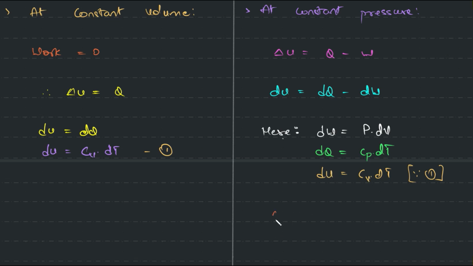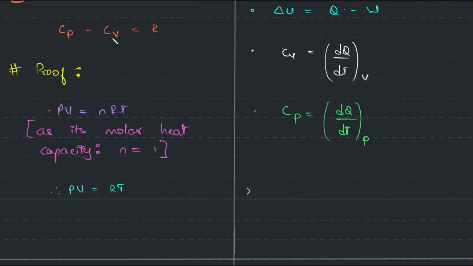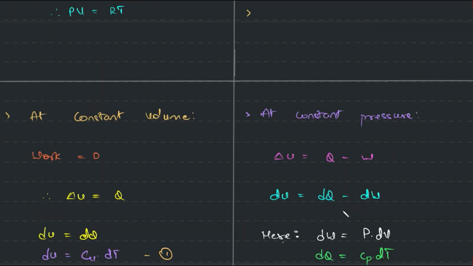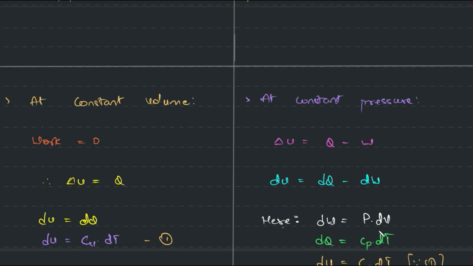Now, you have Cv into dT is equal to Cp into dT minus P times dV. So we almost have the answer. If you go to the final answer, we have Cp minus Cv is equal to R. So if I rearrange, I'll get Cp minus Cv, but we have P dV. We need to do something with this. So where do we go?